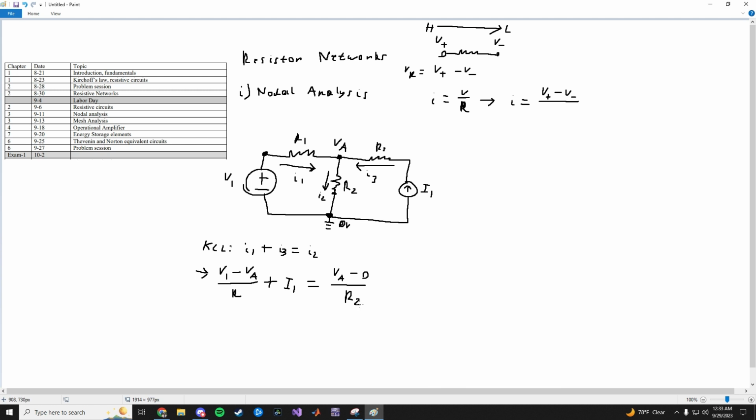Once you have this equation, remember that in a problem, this V1 and I1 are going to be given. Then you just solve for VA. In nodal analysis, we have one unknown node and one equation. So that's how nodal analysis works. I'll go ahead and do an example.